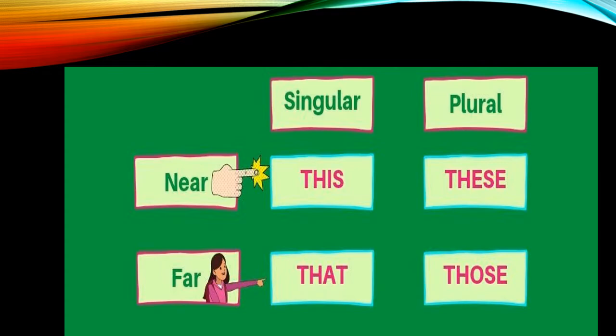Demonstratives have singular and plural forms. This and that refer to singular nouns, while these and those refer to the plural ones. This and these refer to things near the speaker, while that and those refer to objects which are far away from the speaker.